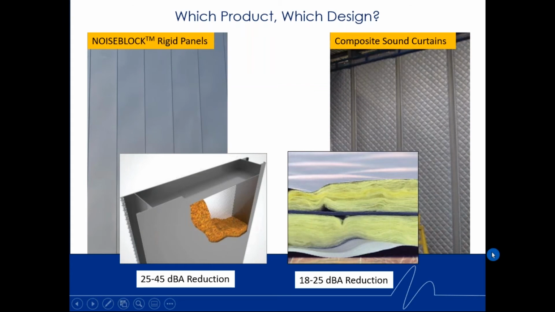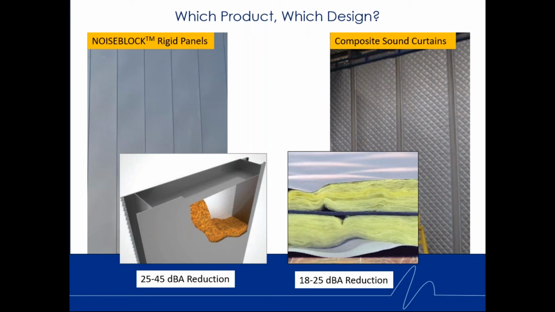Now, I start with this slide and it says which product, which design. If you saw the previous video in this series, we talked about our noise block rigid panels. And that's what you see here on the left. You have your steel panels. They can make enclosures. They can make barriers. What we're going to talk about today is the composite sound curtains on the right, which is basically mass-loaded vinyl sandwiched between 1 or 2 layers of insulating fill, and they can also make enclosures.